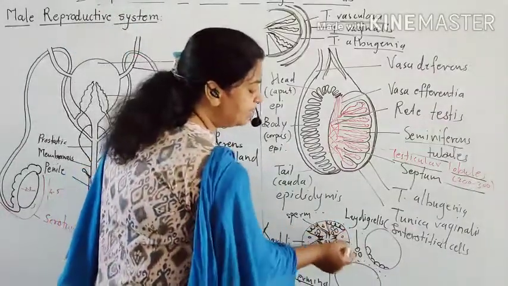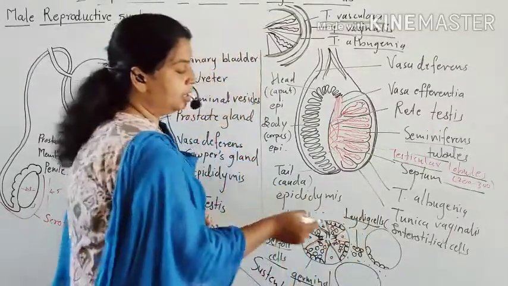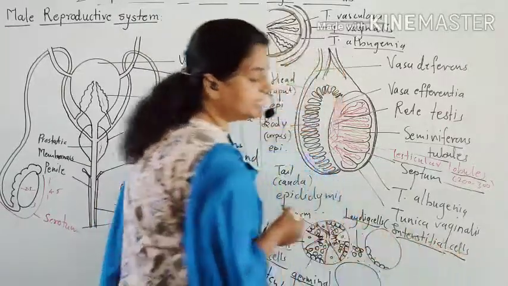In between these seminiferous tubules, there is a group of cells called Leydig cells, also called interstitial cells.